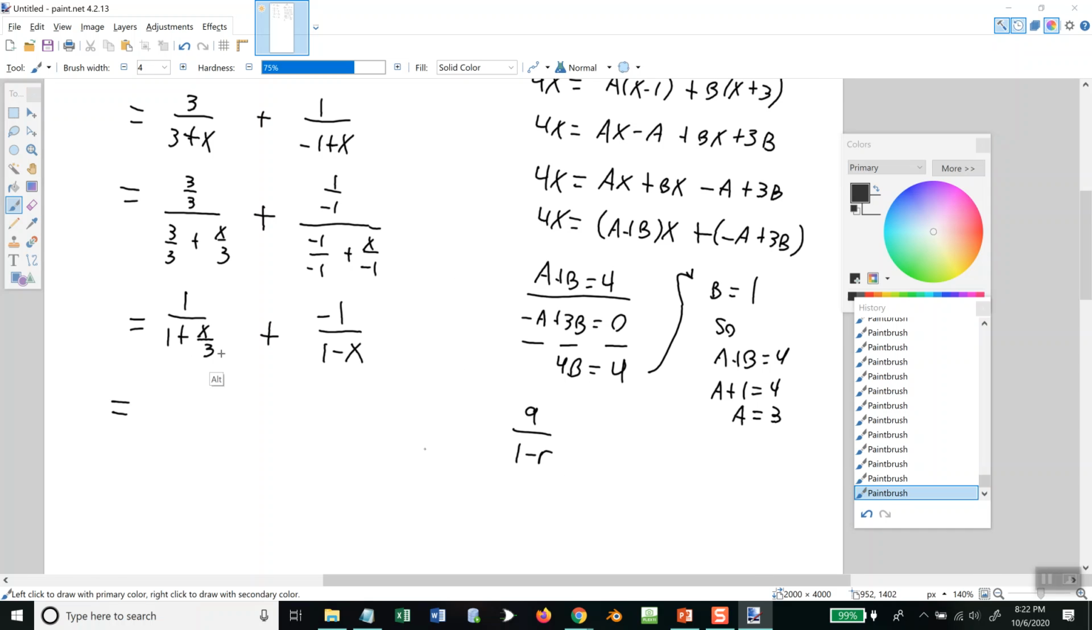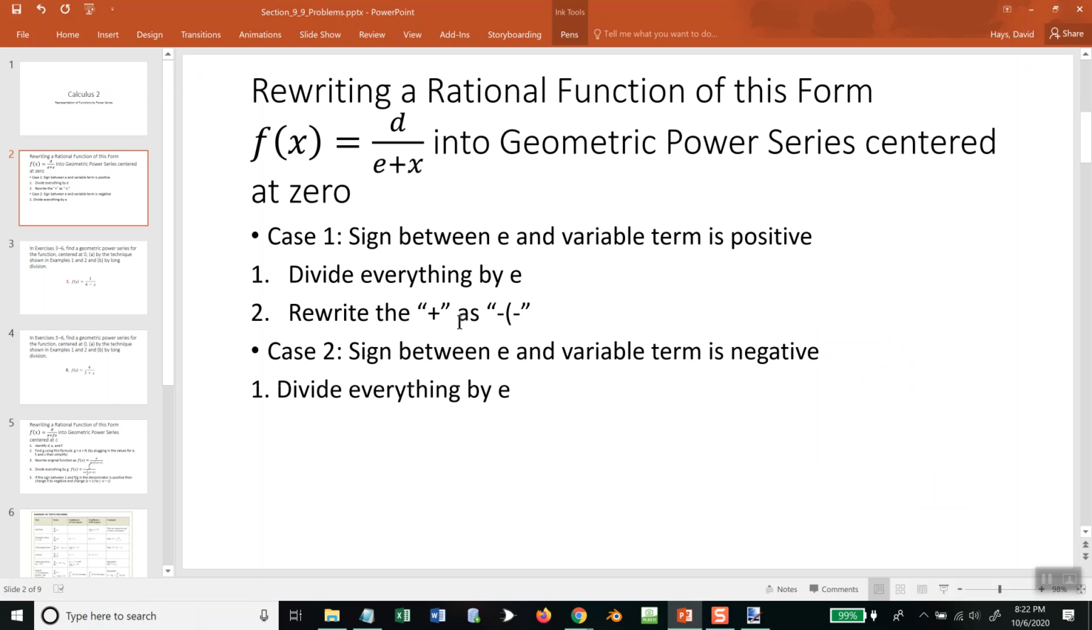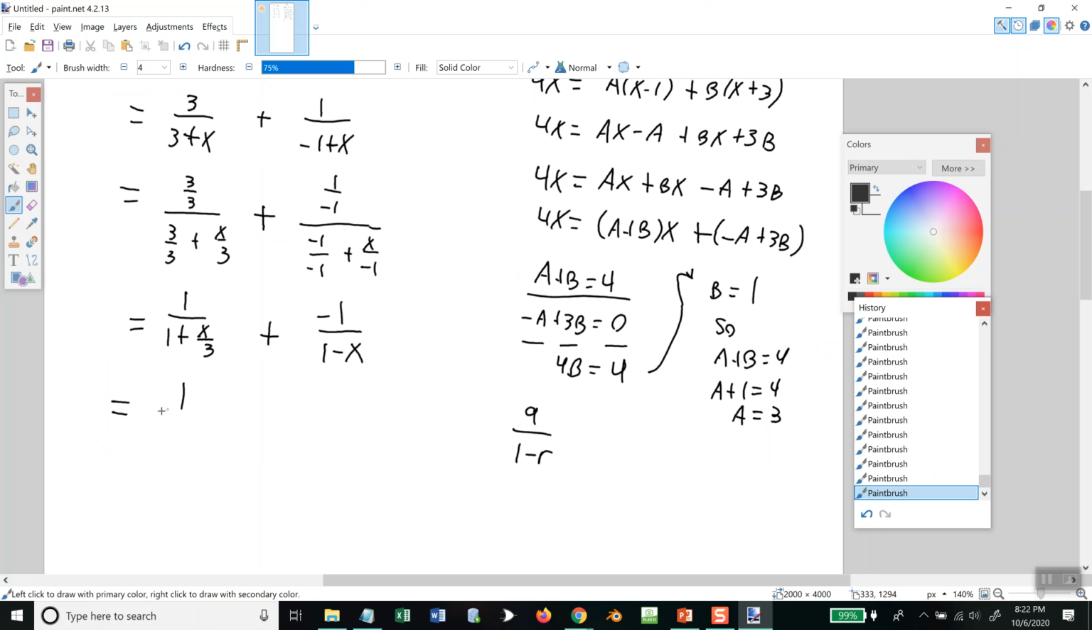So back to my first one here. It says, rewrite the plus as negative, parentheses negative. So this will be 1 minus negative x over 3. And this one's already a minus, so I'm good there. So on this one, this would be my r. This one would be my a. I can actually take that minus and put it out in front, which we'll see. But this would be my a, and this would be my r.